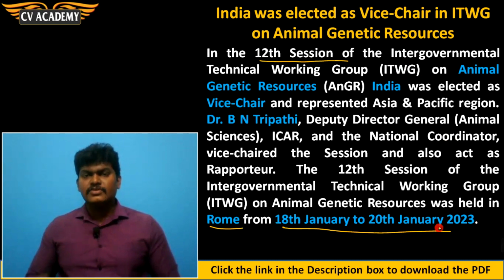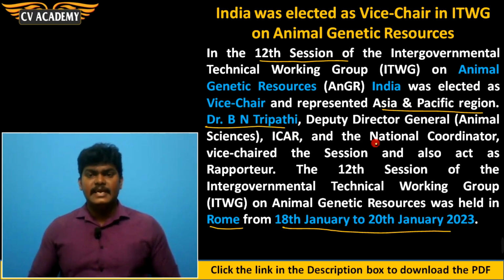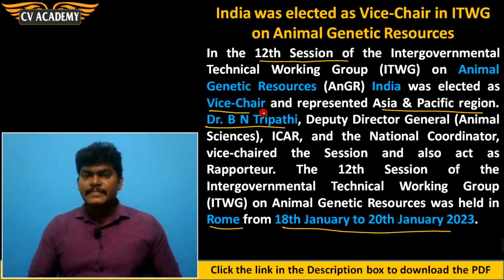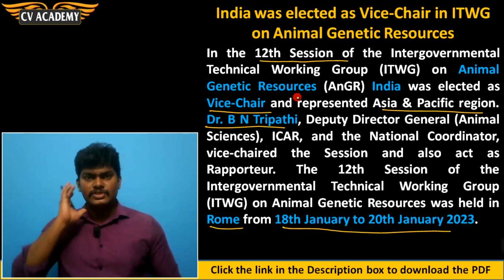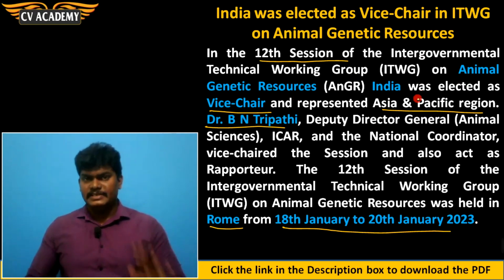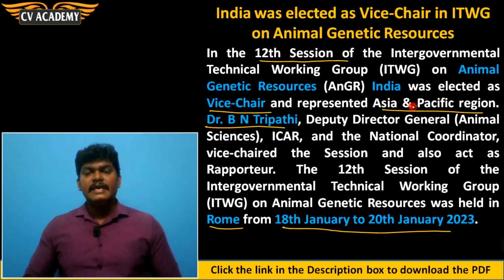So, in this conference, for the Asia Pacific region, a representative was elected. His name is Dr. B.N. Tripathi. He is the Deputy Director General of ICAR. So, he was elected as the Vice Chairperson for the Intergovernmental Technical Working Group on Animal Genetic Resources. For that conference, he was elected from the Asia and Pacific region. So, India was elected as the Vice Chairperson for the Asia and Pacific region.